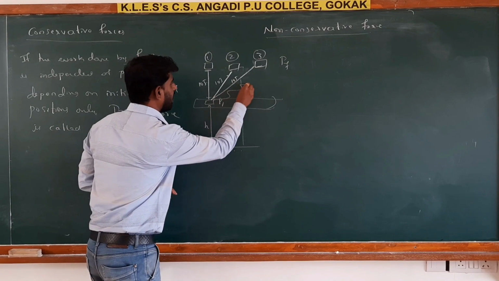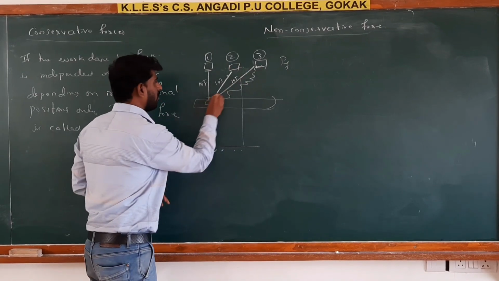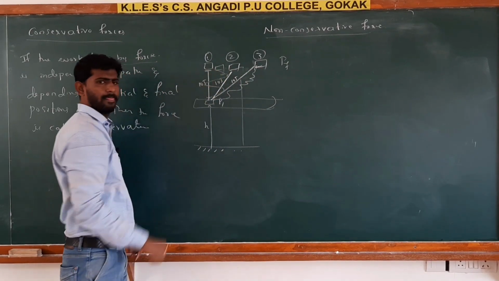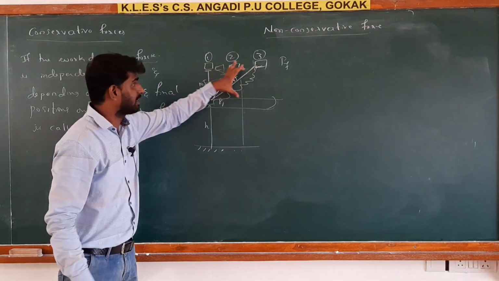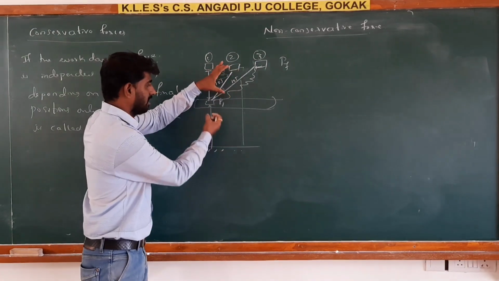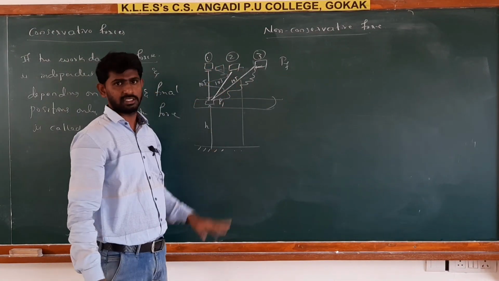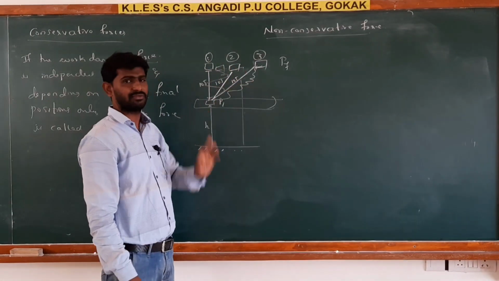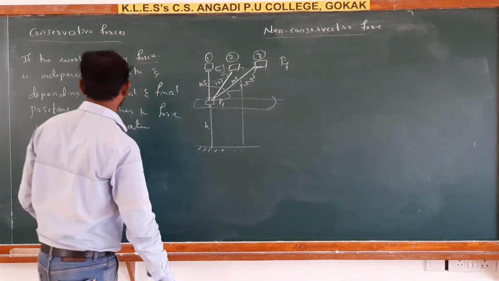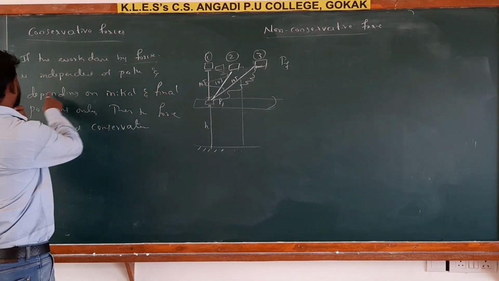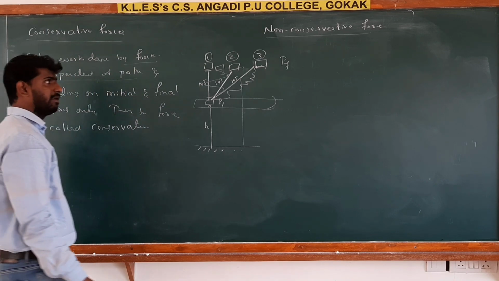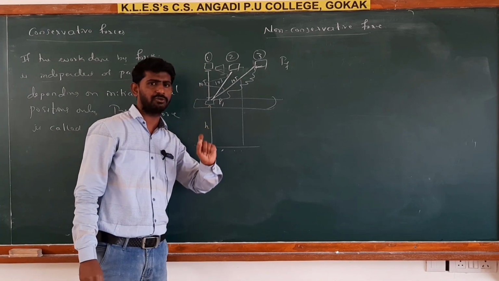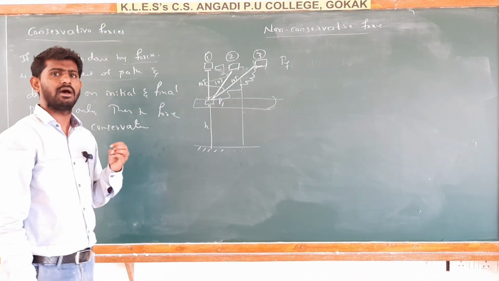Suppose you take the body like this and finally keep it here, or take it like this and finally keep it here. Somehow the height is the same in all cases, the distance is the same, and the force is the same for that body. That's why I say it is independent of the path followed. On what factor does it depend? It depends only on the initial position and final position of the body.